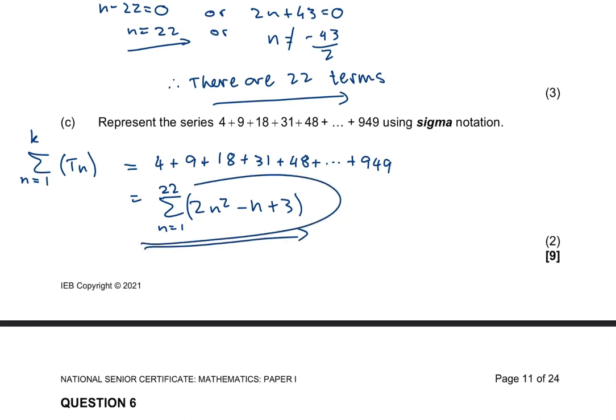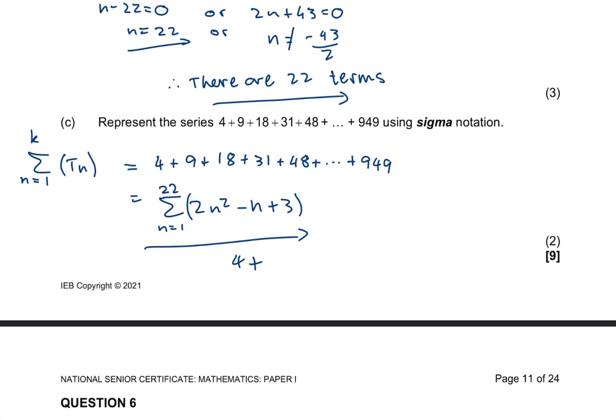Now, if this doesn't really make much sense to you, I encourage you to think of it in this way. We take our general term and substitute in the first index, n is equal to 1. That gives us 2 times 1 squared minus 1, which is 2 minus 1, which is 1, and then plus 3, which is 4. Then we're going to be adding on the next term, which has the index n is equal to 2. So we substitute in 2.